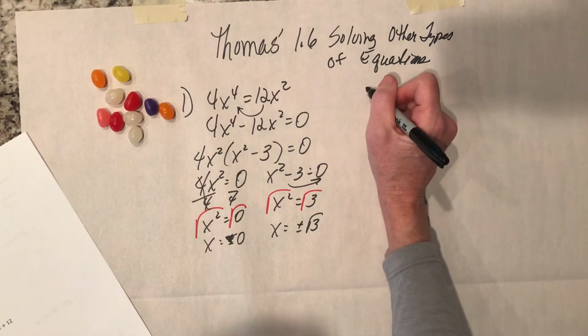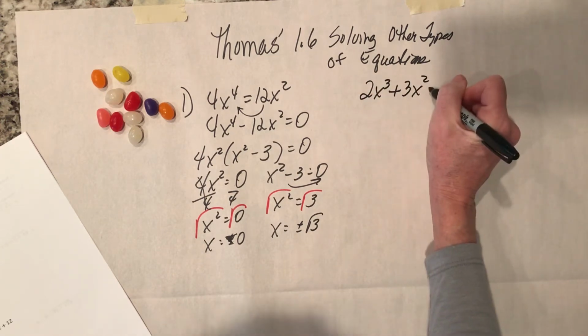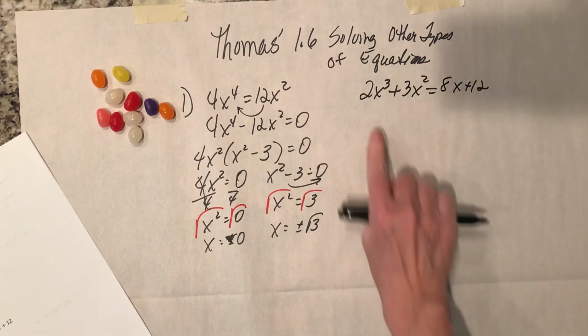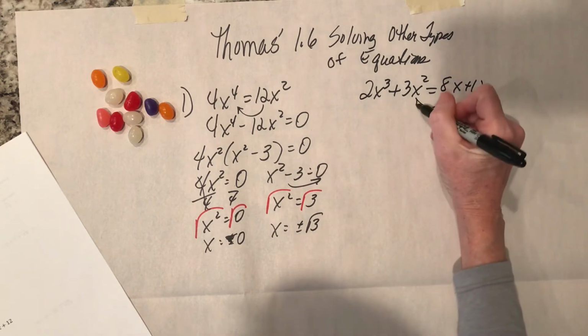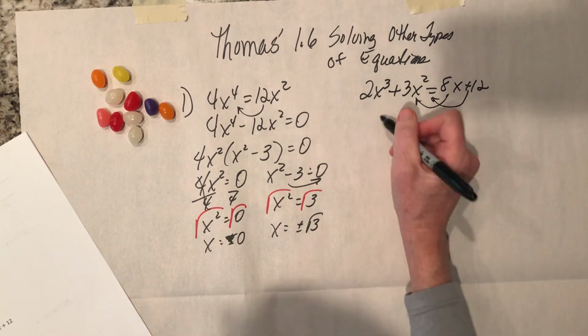The second one, 2x to the 3rd plus 3x squared equals 8x plus 12. This has 4 terms on it. So this is going to be a factor by grouping problem. These 2 are old factoring problems. Let's move this over and move this over. Again, you only have one method, zero factor property. So let's get a 0 first.